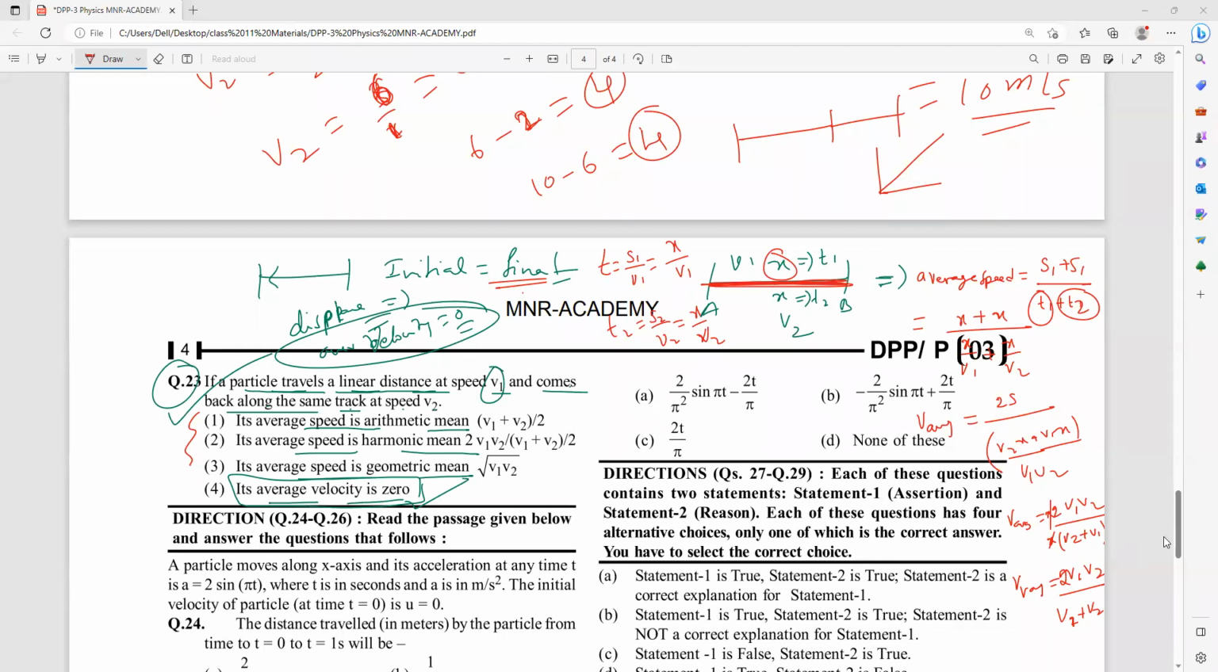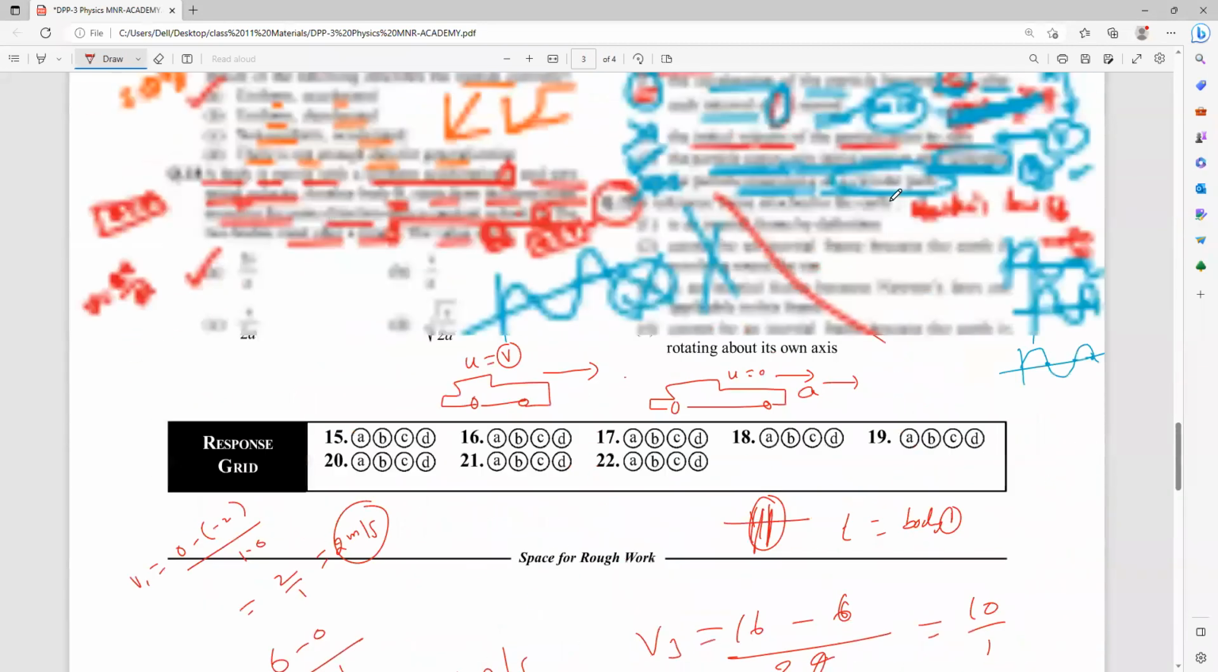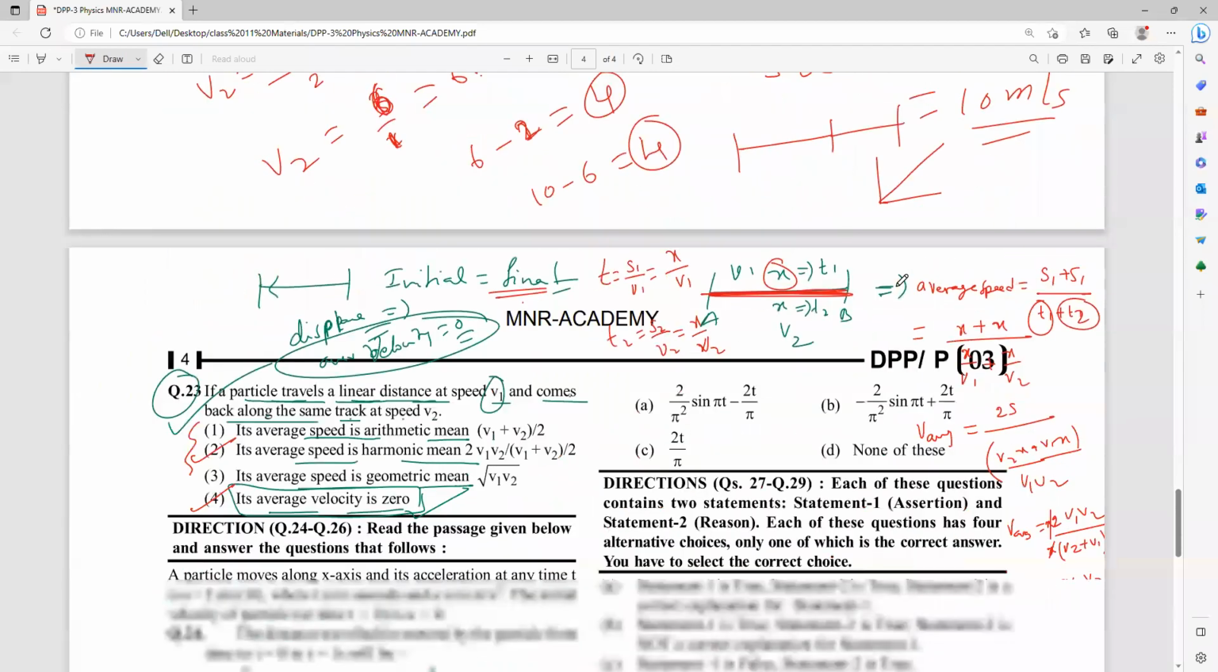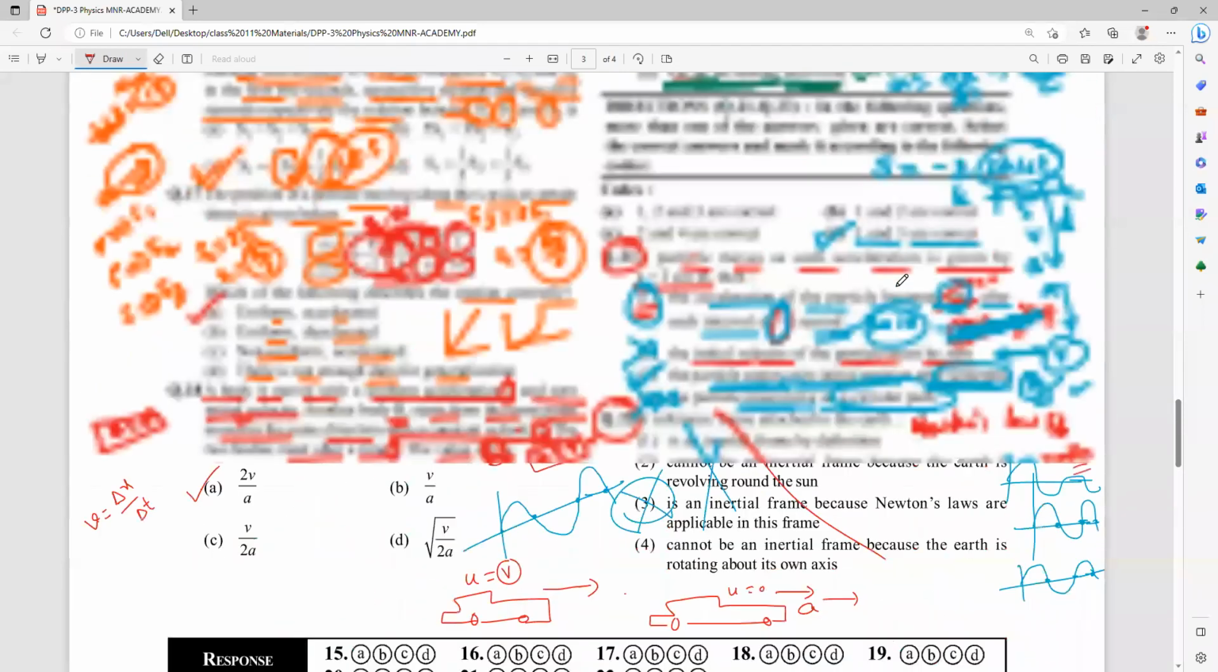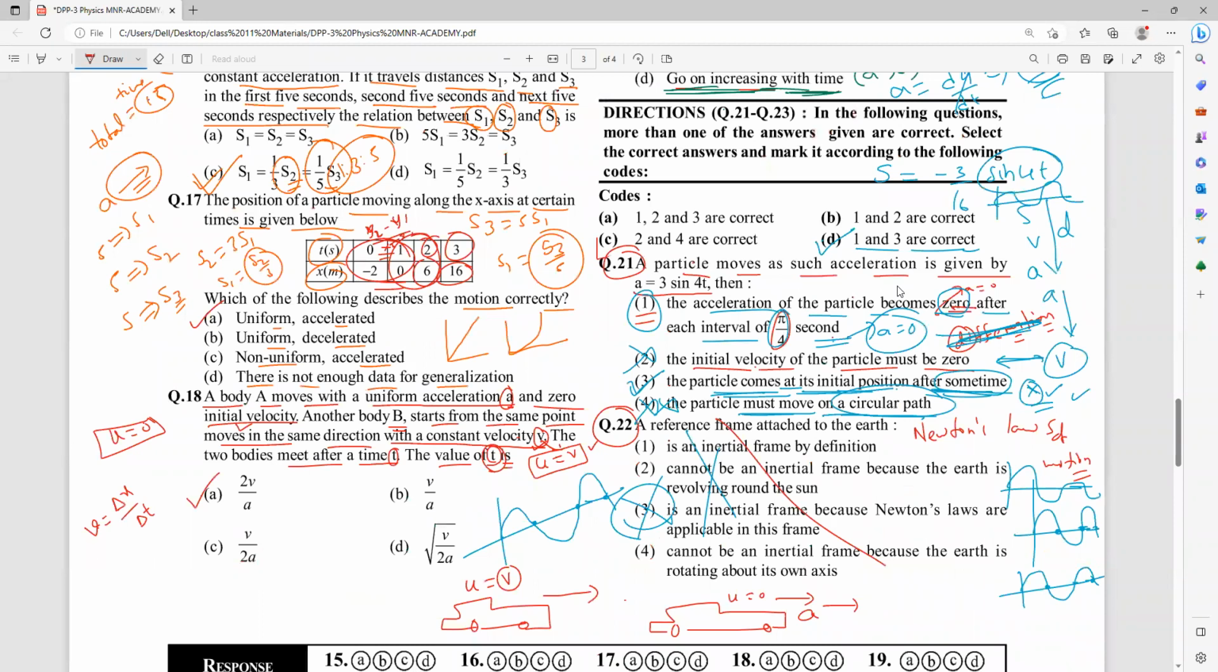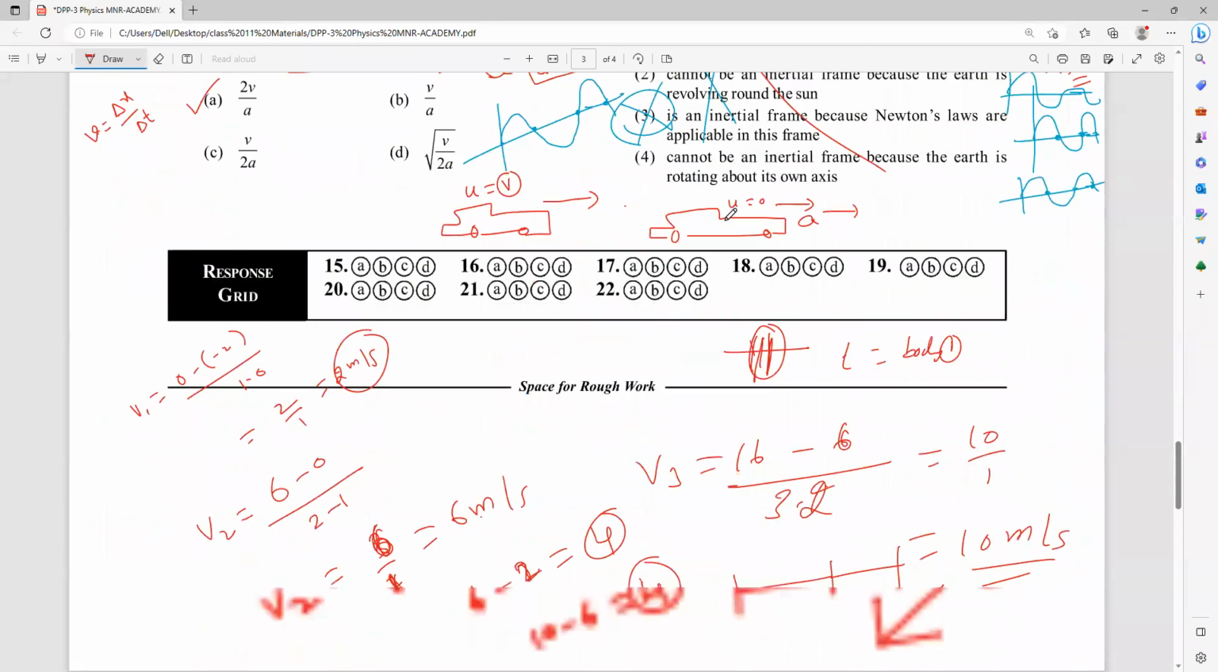So what is the correct option? 2V1V2 divided by V1 plus V2. Which option is the correct one? Option 2 and option 4. So what is the correct option? 2 and 4 means which option is correct? Option C. That is what you have to remember. That is one of the easiest questions.